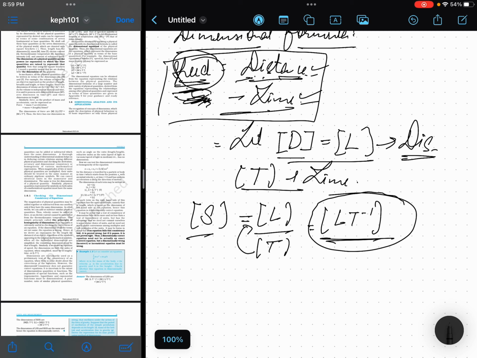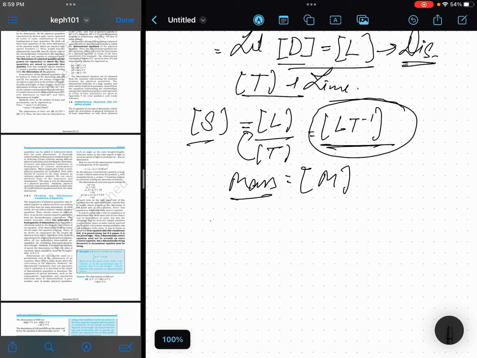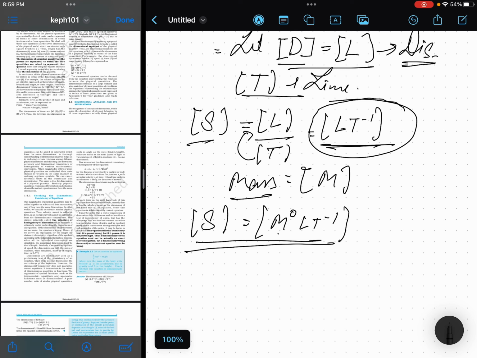If we take mass as well in our picture, the dimensional formula of mass is written as capital M closed in square brackets. Then the dimensional formula of speed can be written as [M^0 L T^-1]. Here mass is raised to power 0, so it is the same as [L T^-1]. Nothing to worry about regarding where this mass has come from; it is raised to 0.